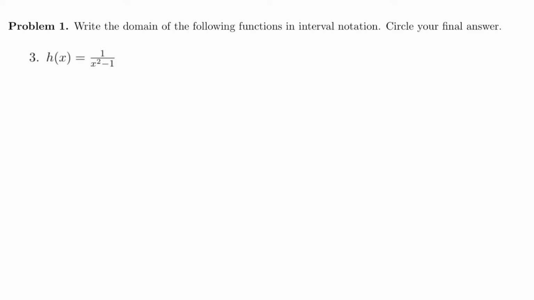Okay, problem 1, part 3. We want to find the domain of h of x equals 1 over x squared minus 1. So what I'm concerned about here is that I might accidentally divide by 0, and I know I can't do that. So let's write that down.